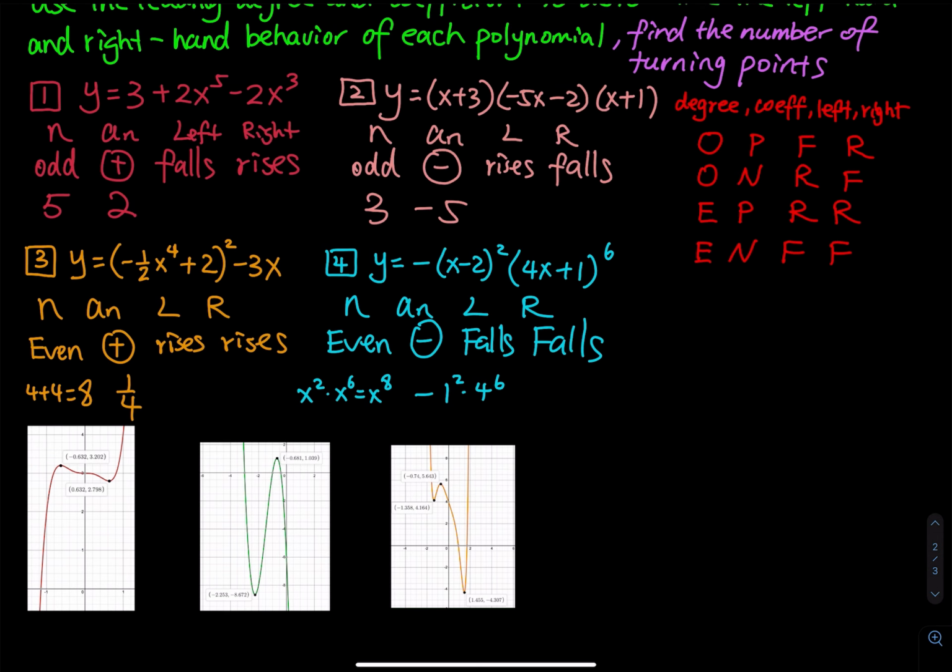So why don't you use Desmos to graph this to make sure that it falls to the left and falls to the right, because I changed the problem at the last minute right before I made this video. I'm sure that graph is no longer correct. Before I changed the function, that was the correct graph.